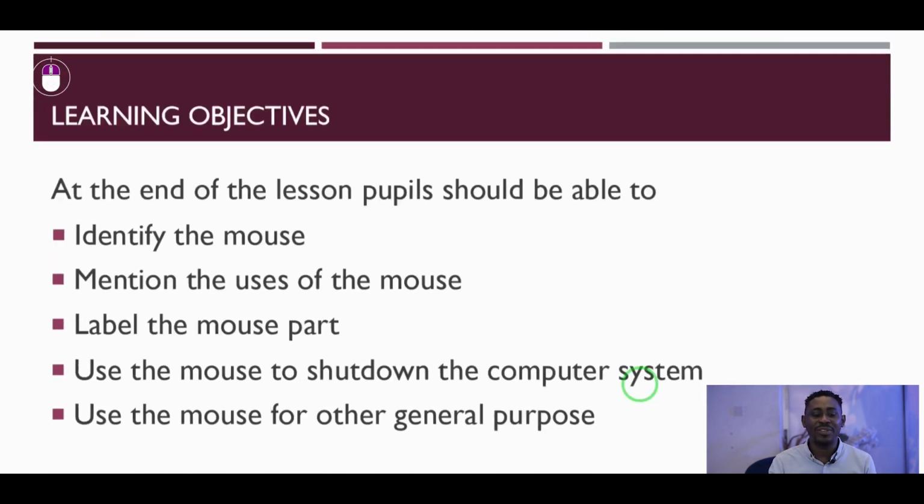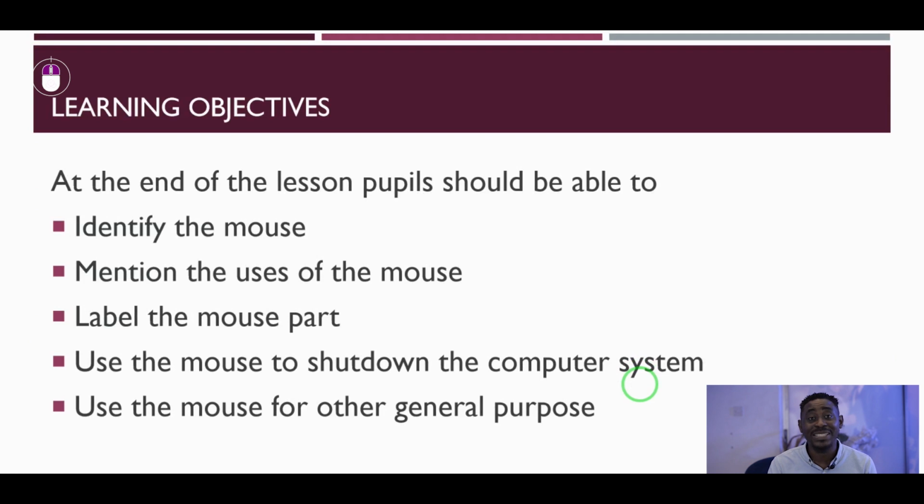Now, at the end of this class, what are we expected to know? At the end of this lesson, pupils should be able to identify the mouse. I've shown you a mouse already. It means if you see a different computer mouse, you should be able to identify it. You should also be able to mention the uses of the mouse, and to label the mouse. At the end of this class, I'll teach you how to label the mouse.